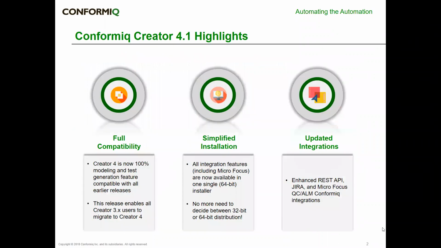In this new 4.1 release, we bring you a couple of new features. One of them is full backward compatibility of modeling and test generation features with all previous releases. So this will, for example, enable users who are doing API testing with Conformiq Creator to leverage the benefits of the 4.x series in terms of test generation. Finally, we have simplified the installation. Only one installer is now required for any type of working with Conformiq Creator. And finally, we have updated our most popular integrations.